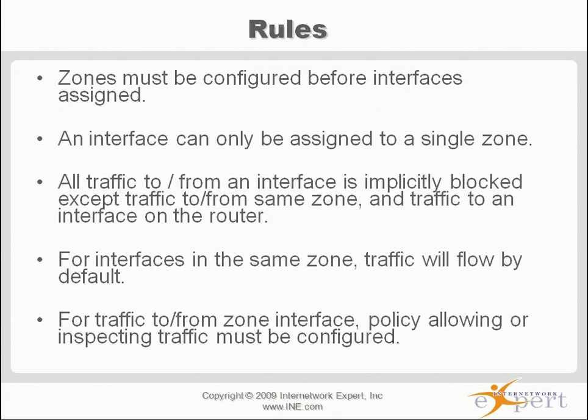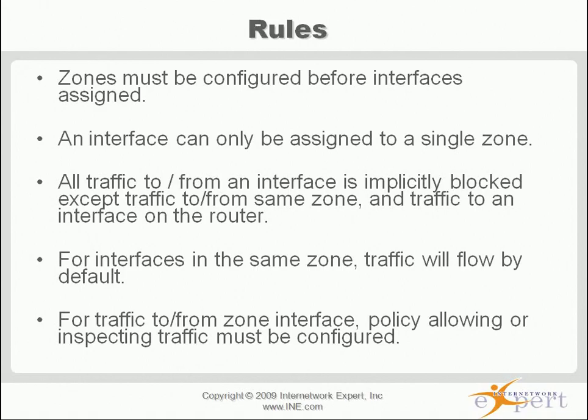The next rule we have regarding the zone interfaces is that traffic going to or from one zone to another needs to have a policy either allowing or inspecting traffic. We'll get into the policy items in a little bit, but two separate policy items have an action of pass and an action of inspect.